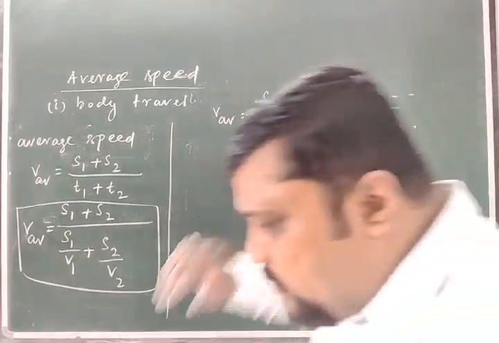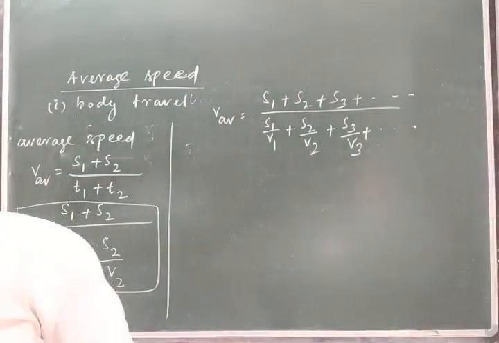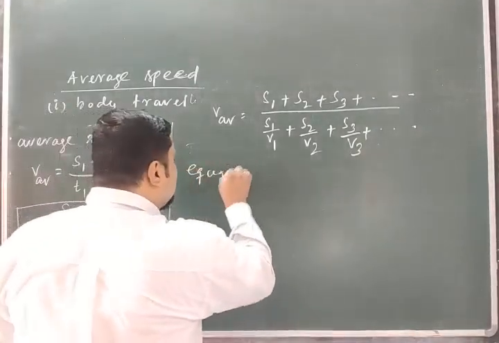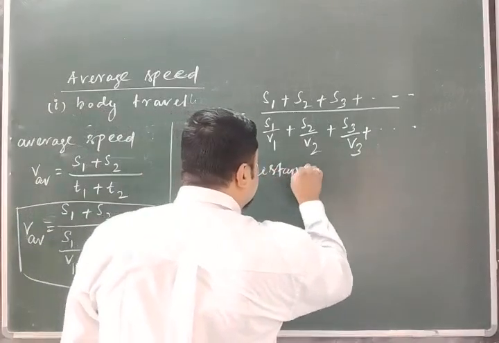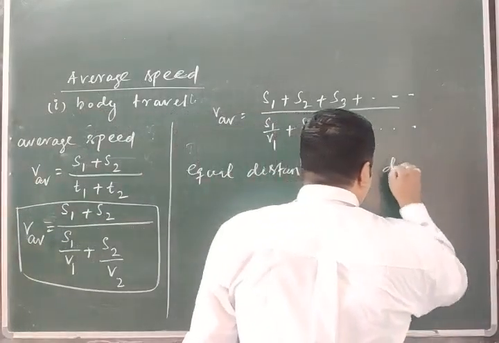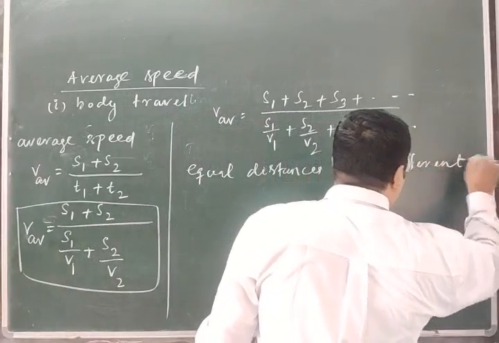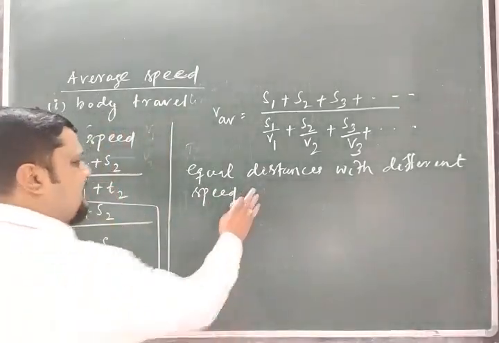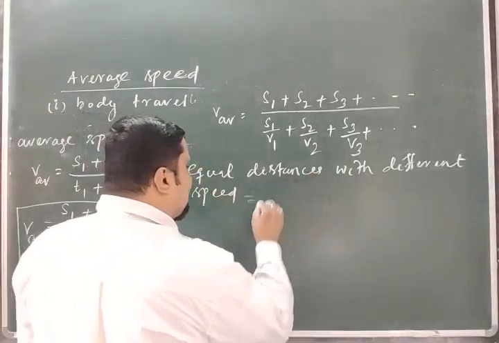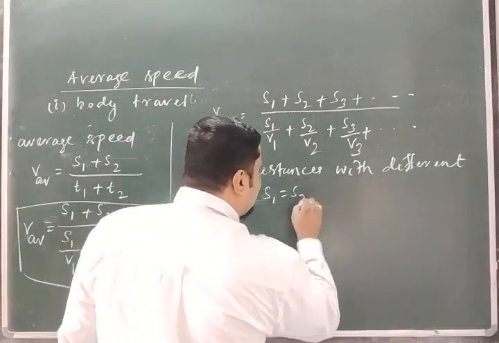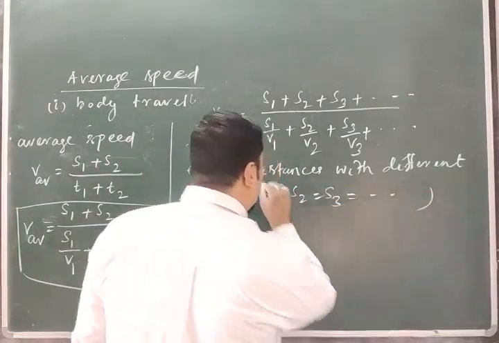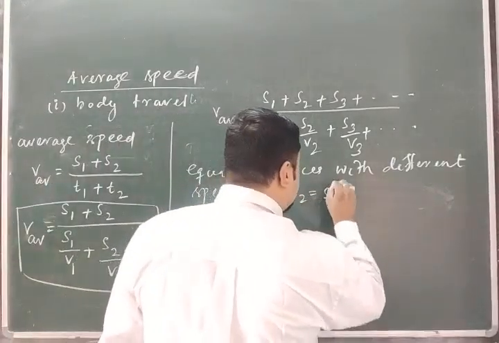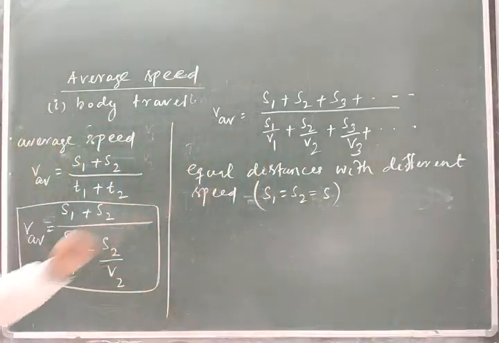Suppose the body travels equal distances with different speeds. Then how can I write the average speed? Equal distances means S1, S2, S3 are all the same. I will take two cases for different speeds. So S1 is equal to S2, suppose S, equal distances with different speeds.